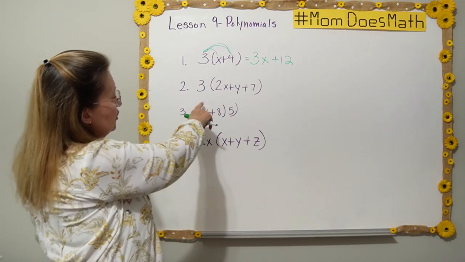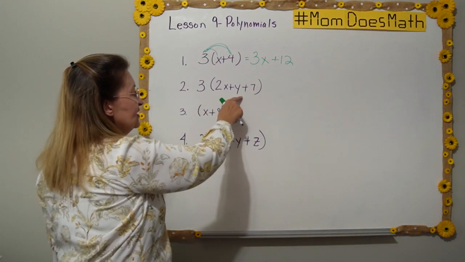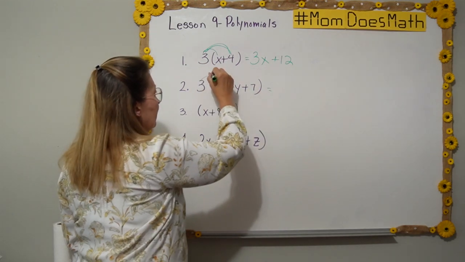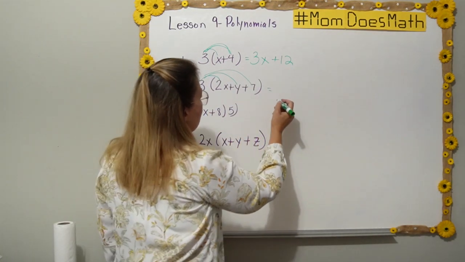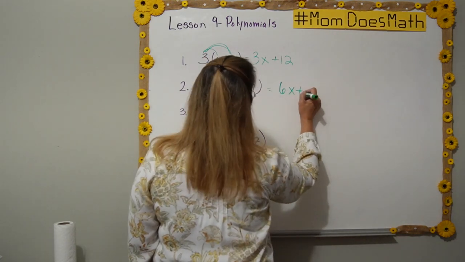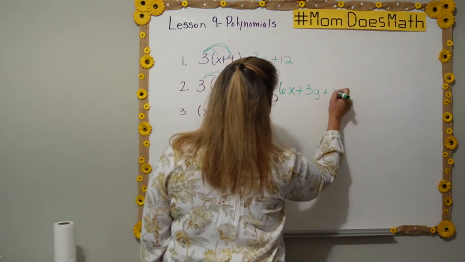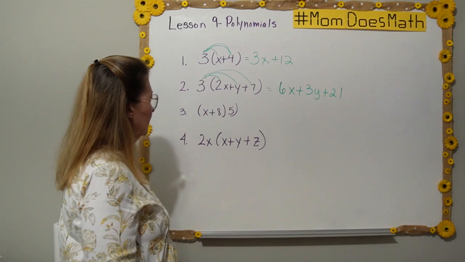All right. Number 2, you have a monomial times a trinomial. You're just going to make sure that that monomial gets multiplied times everything in there. So you've got 6x plus 3y plus 21. Okay.